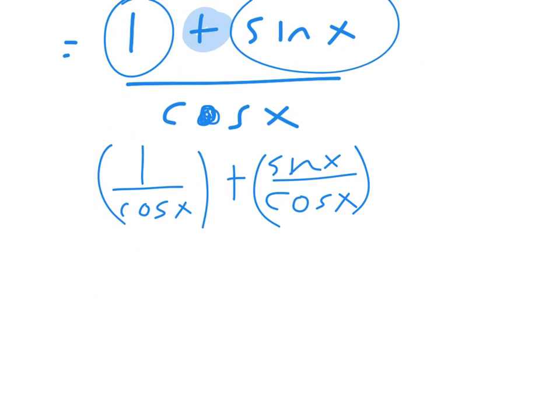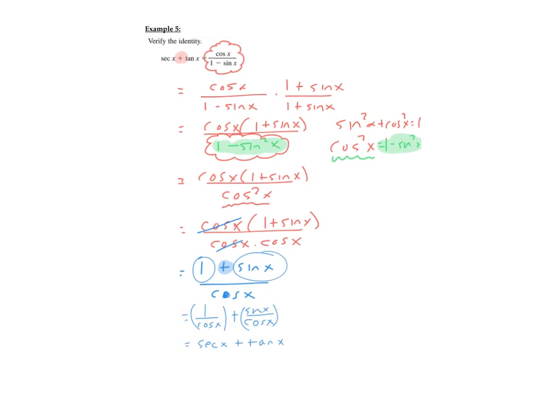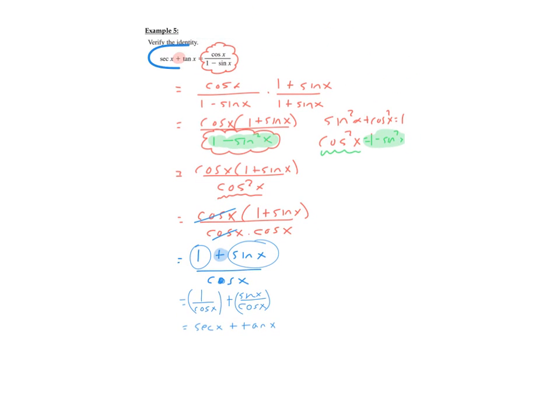Almost there. Let's clean it up. Let's make it sleek. 1 over cosine x is secant x. Sine over cosine is tangent x. And is that what we're verifying? Holy moly, we did it. Yay.